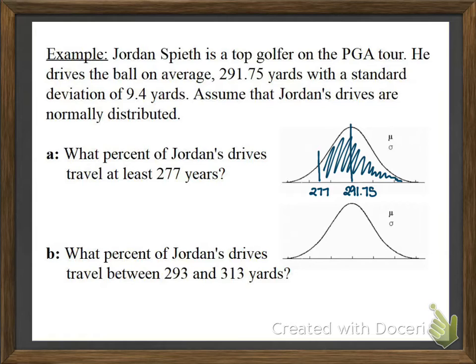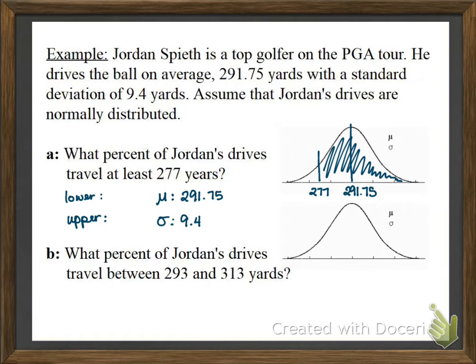So the question is, why did we shade to the right of 277? The reason is it says the drives travel at least. So at least means 277 or more. That's why we shaded to the right. Writing down our information before we put it in the calculator, we have lower, upper, mean, and standard deviation. In the question, it says the mean is 291.75 and the standard deviation is 9.4.